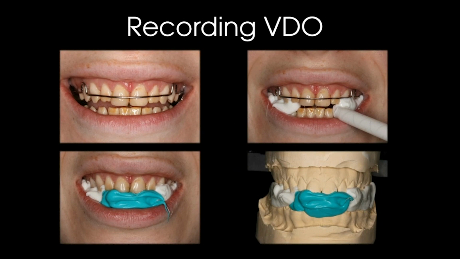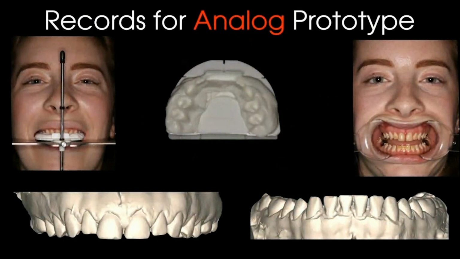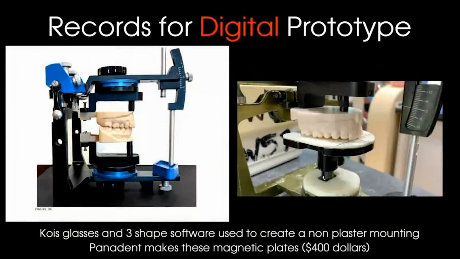I can do it on the intraoral scanner, digital iOS intraoral scanner as well, but this is doing it conventionally, recording vertical dimension. And I would have the Kois deprogrammer in. I would put bite registration on both sides, take the deprogrammer out, and just maintain it. So now I've got a full bite all the way around. And these are the records for the analog prototype for her here. And the records are taken by my lab with the Kois glasses. You can do it digitally as well to create a non-plaster mounting.